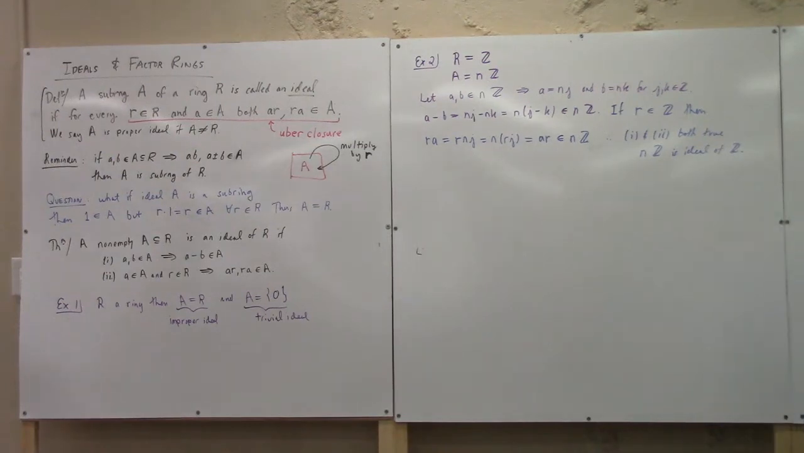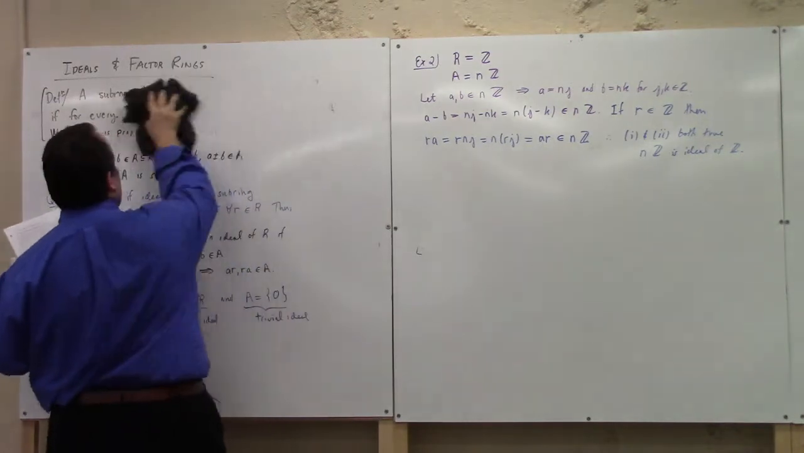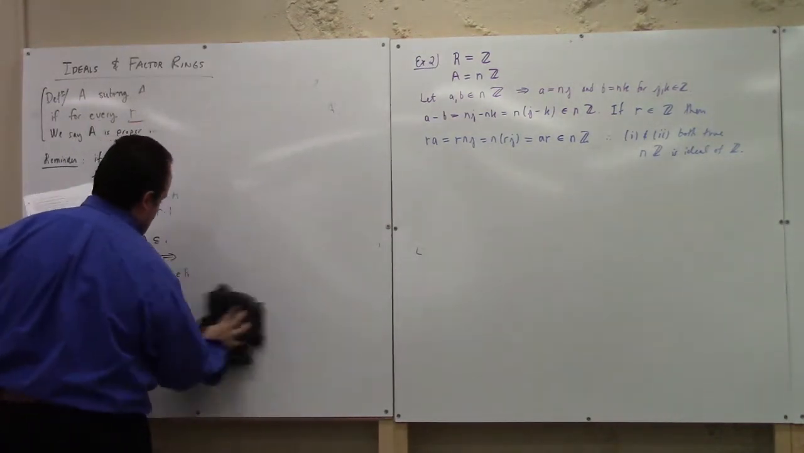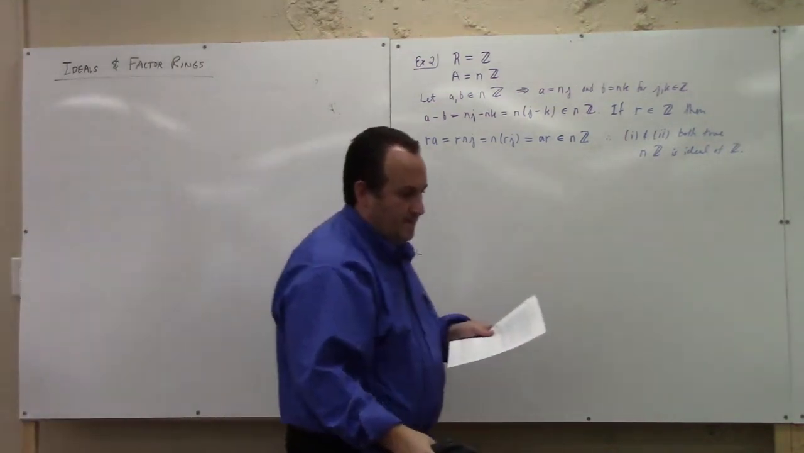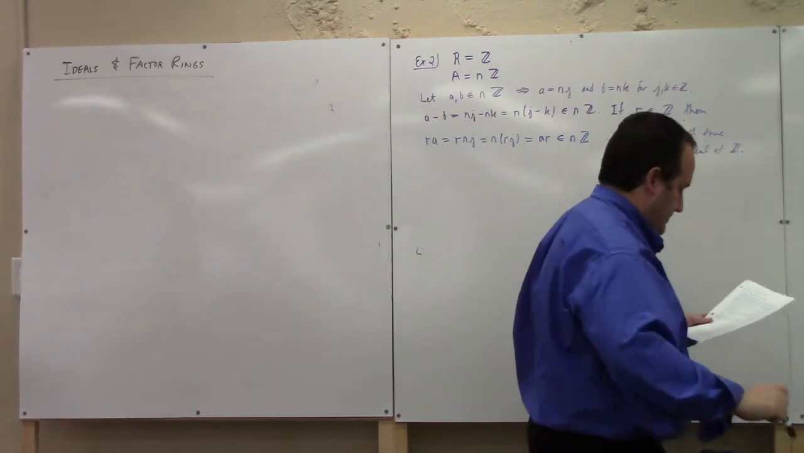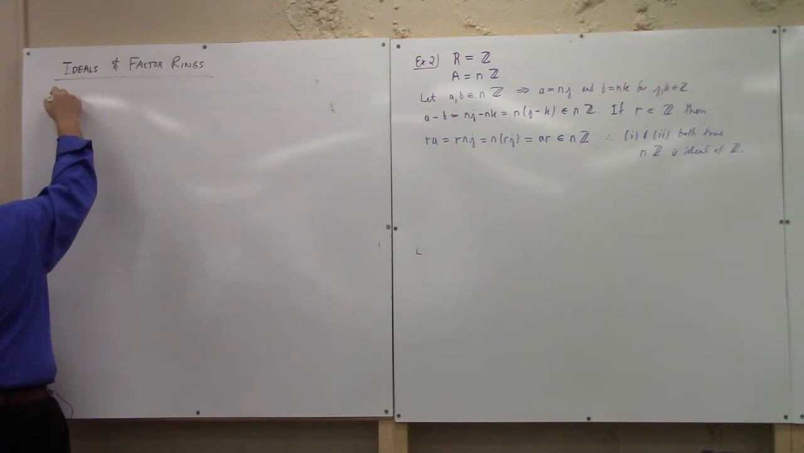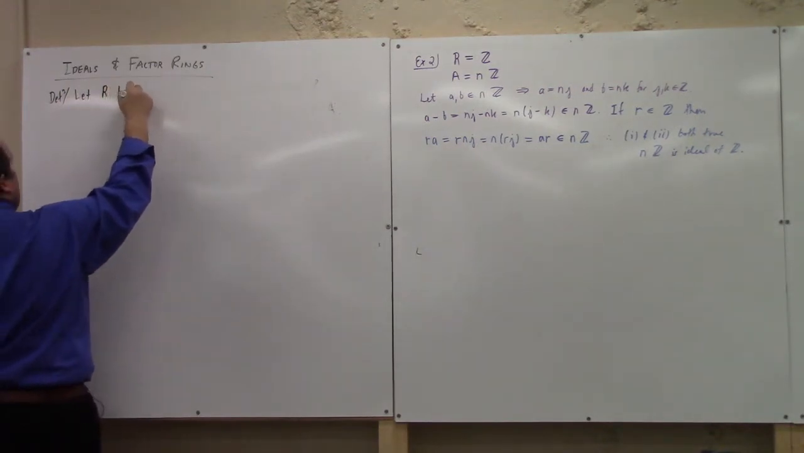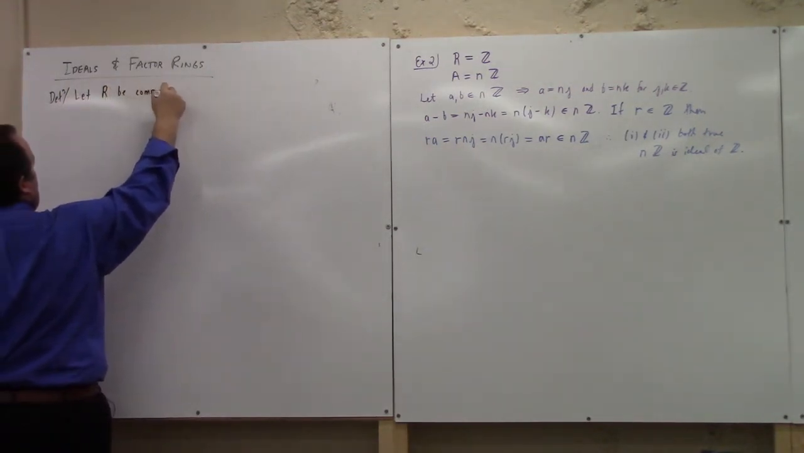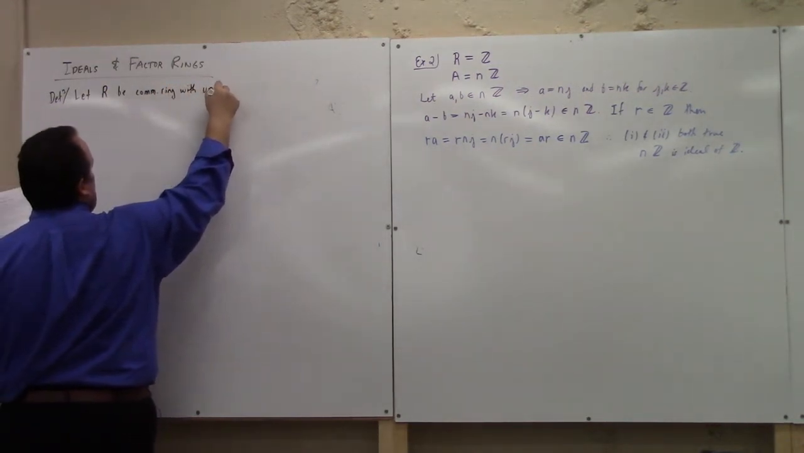Very good. So next up, next definition here. This one's an important one. This will be with us for the rest of the semester. Let R be a commutative ring with unity 1.